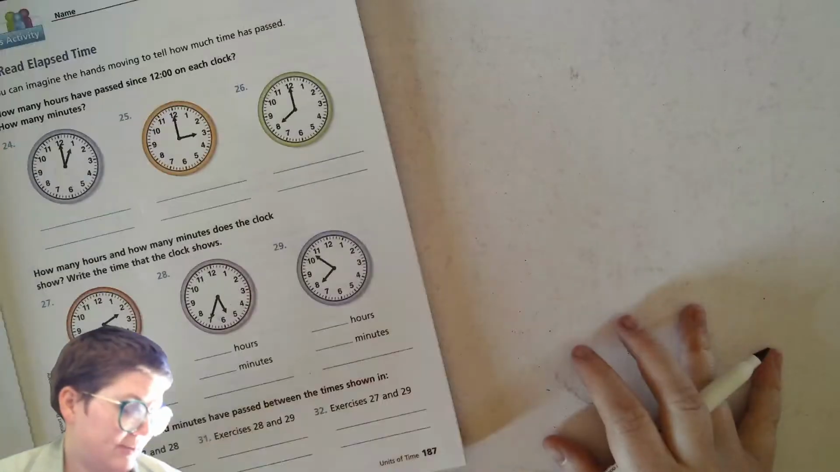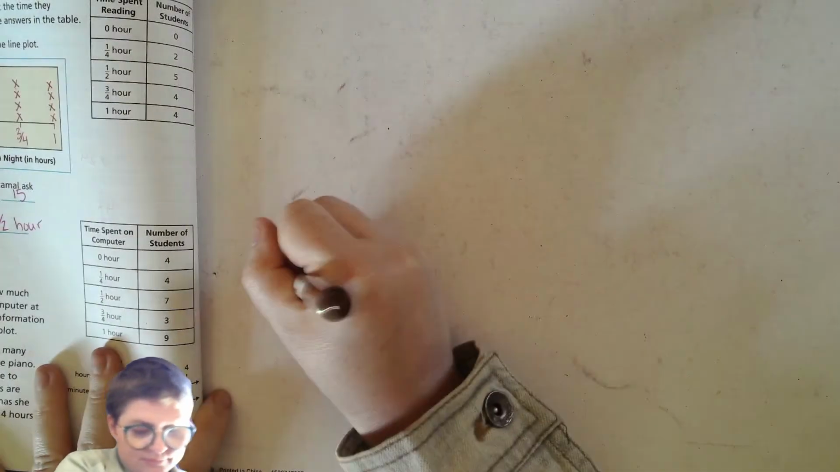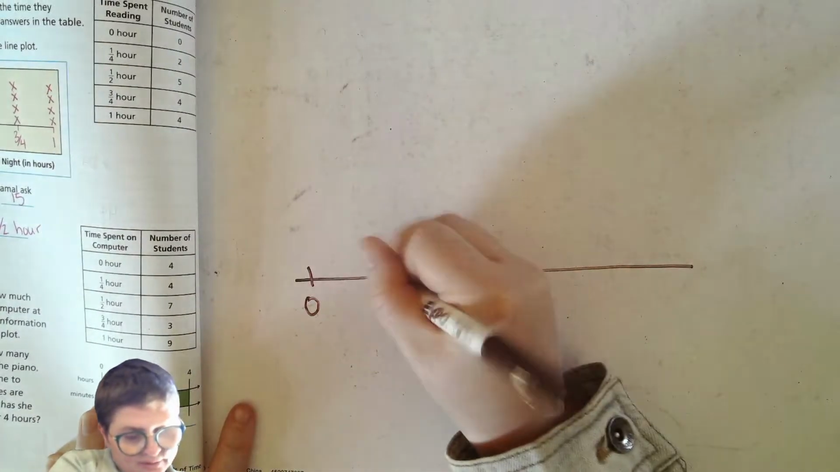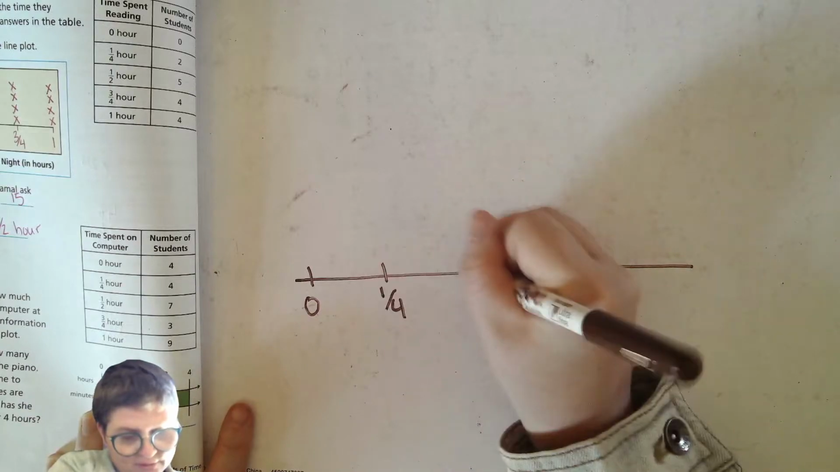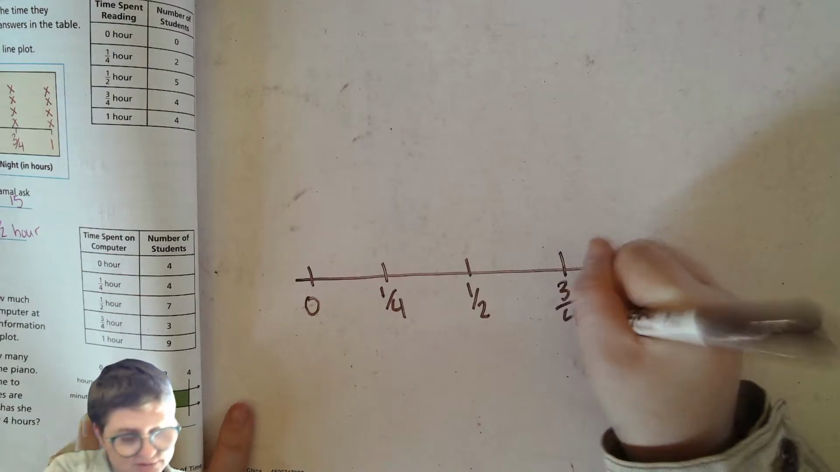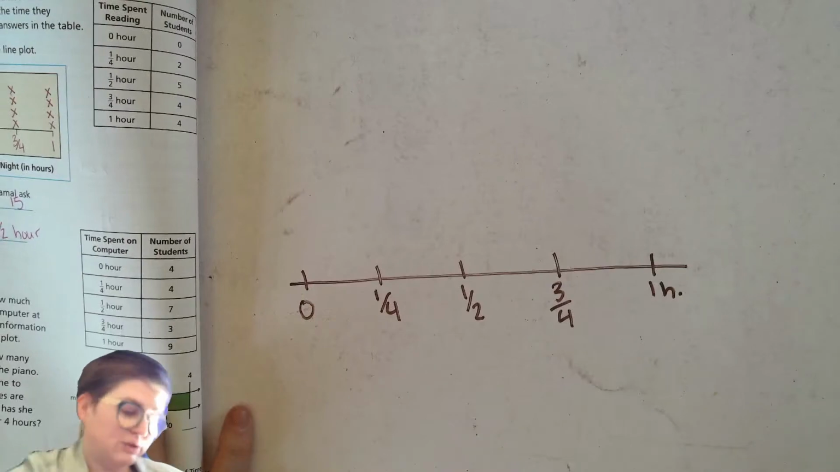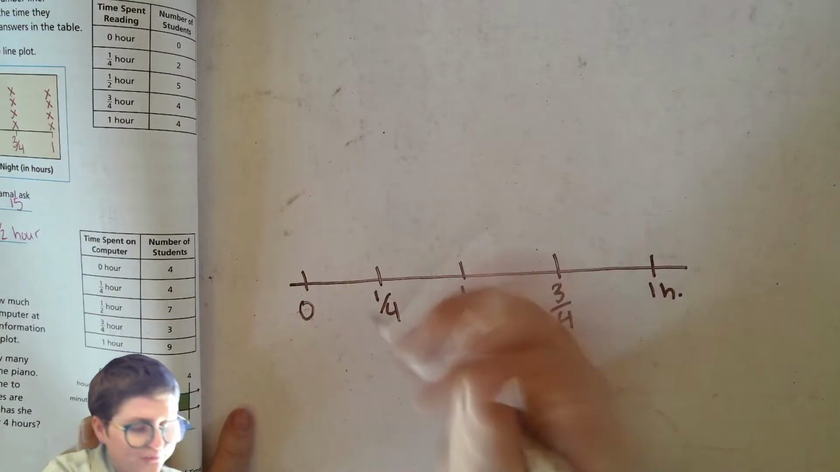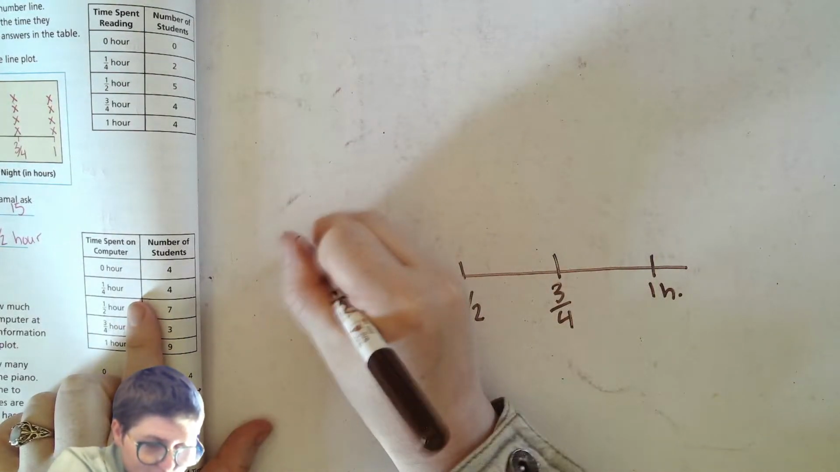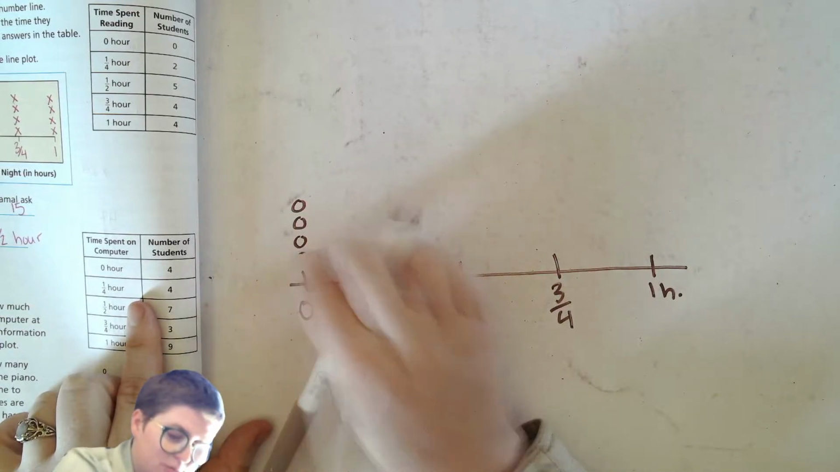We again go from 0 hours out to 1. Okay. 0, 1/4, 1/2, 3/4, and 1 hour. Now let's do little O's this time. So 4 kids said 0 hours. So we'll do 1, 2, 3, 4. Trying to make this O is kind of small, so we'll make it bigger.